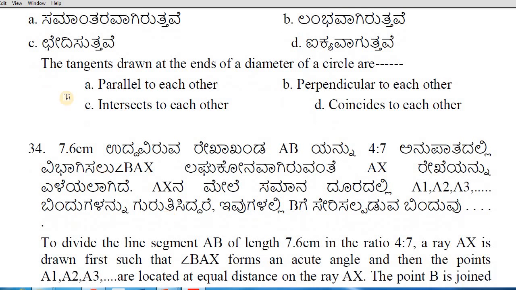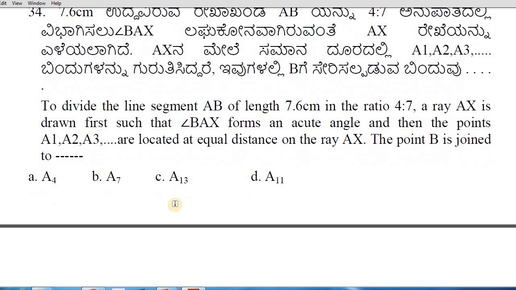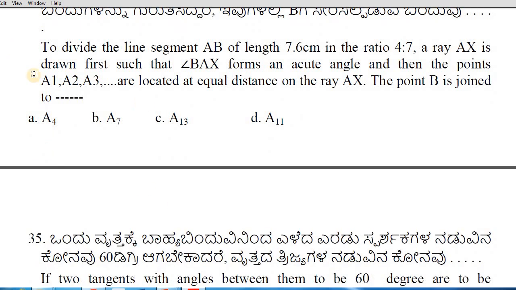Next, the tangents drawn at the ends of a diameter of a circle are: parallel to each other, perpendicular to each other, intersects to each other, coincides to each other. So the correct answer is parallel to each other. The same kind of problems I explained in the circle chapter. So next question.